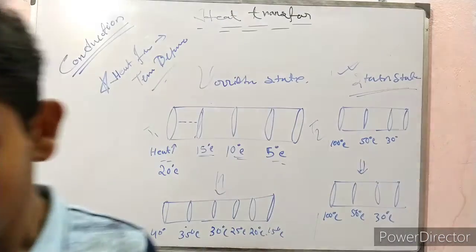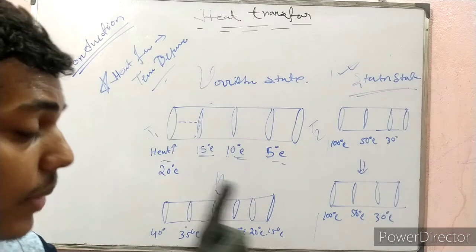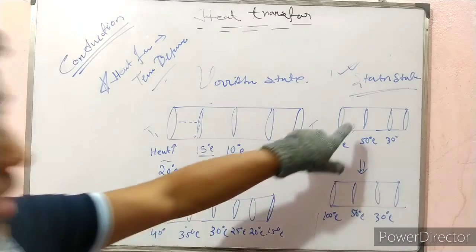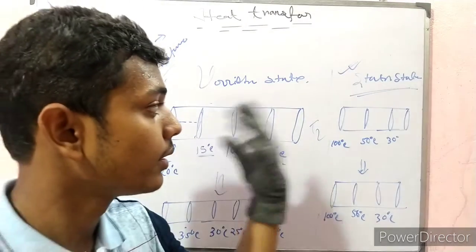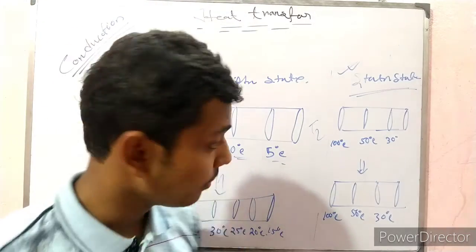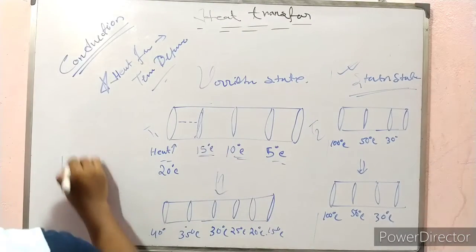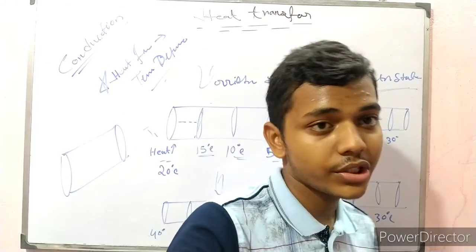Okay, so steady state, I will write: the temperature of each cross section remains constant with respect to time. Remember, the temperature of each cross section, this is a cross section, is constant with respect to time. This is called steady state. Now I will draw a picture here. Now I will talk only about the steady state.